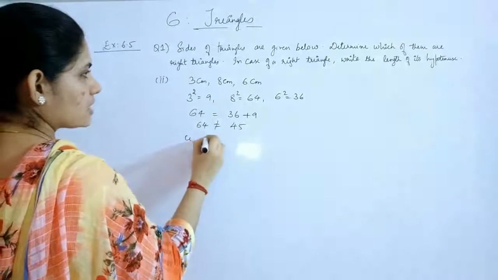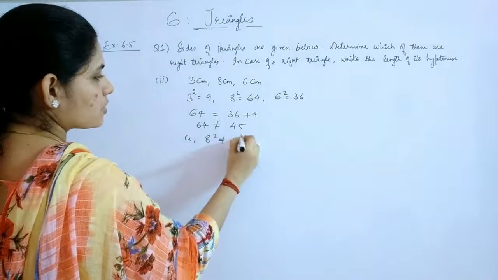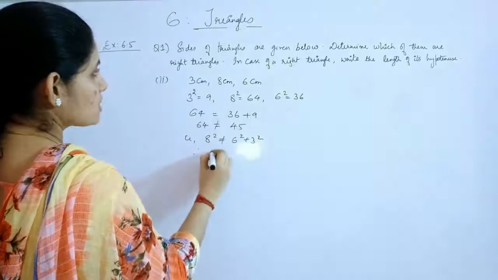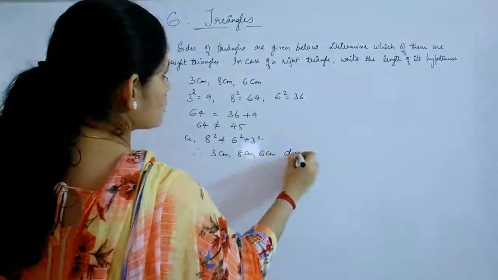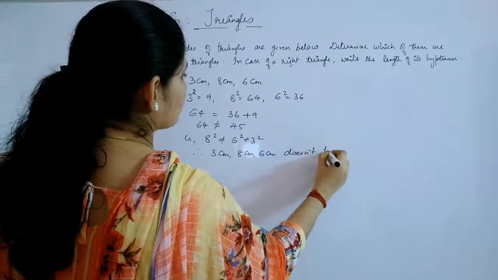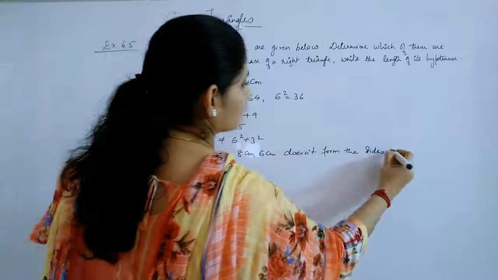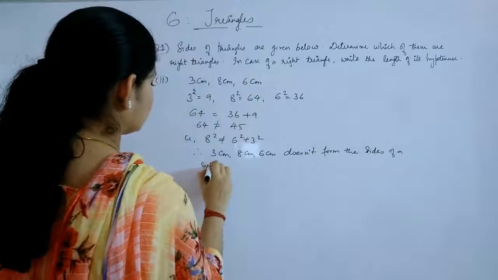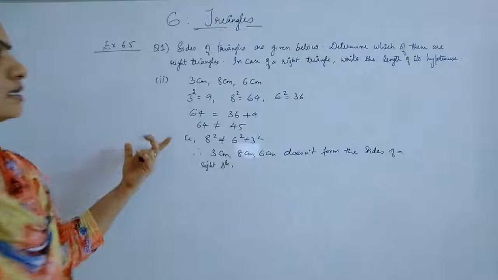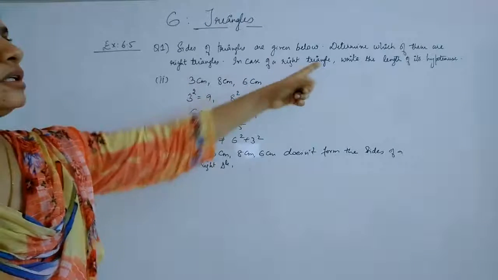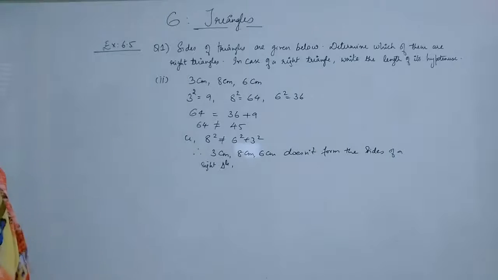That is, 8 square is not equal to 6 square plus 3 square. Therefore, the sides 3 cm, 8 cm and 6 cm do not form the sides of a right triangle. So therefore you need not find out the length of the hypotenuse, because since it is not a right triangle, you don't have to find out the second case. Okay.